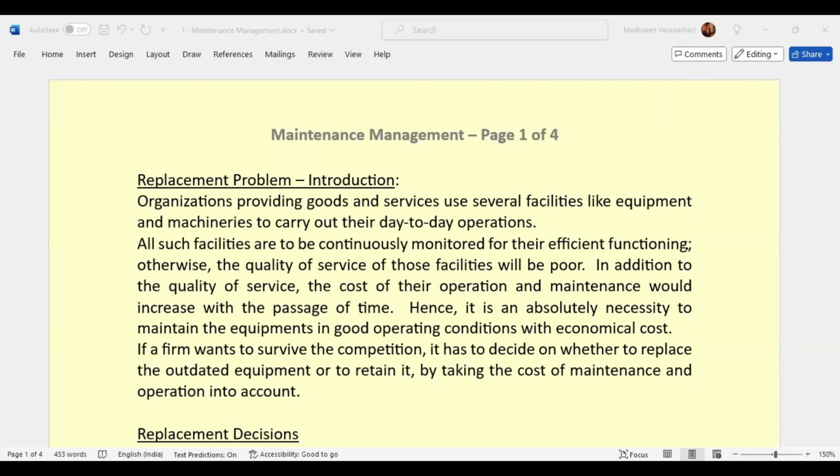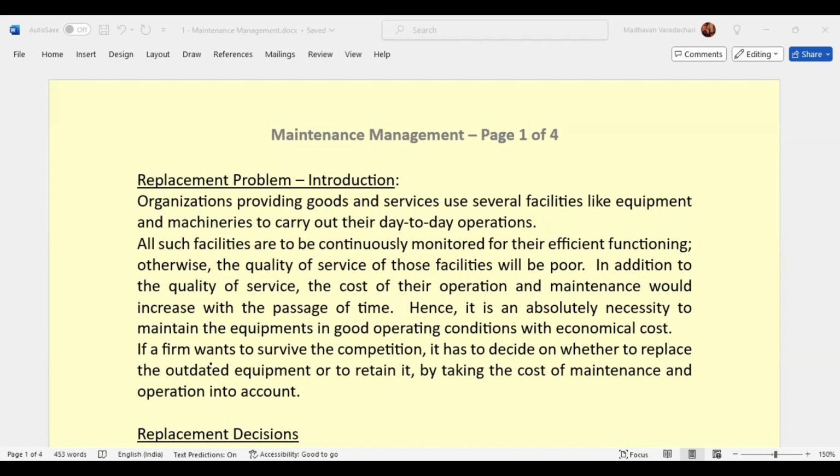Hello, everyone. As a part of maintenance management, we'll understand what we mean by replacement problem. Organizations providing goods and services use several facilities like equipment and machineries to carry out their day-to-day operations. All such facilities are to be continuously monitored for their efficient functioning. Otherwise, the quality of service of those facilities will be poor. In addition to the quality of service, the cost of their operation and maintenance would increase with the passage of time. Hence, it is an absolute necessity to maintain the equipments in good operating conditions with economical cost.